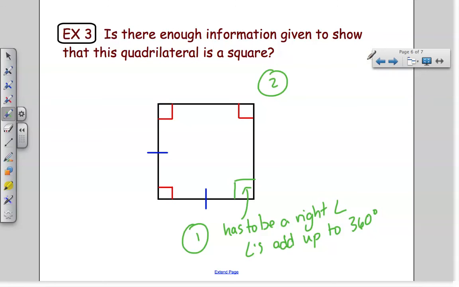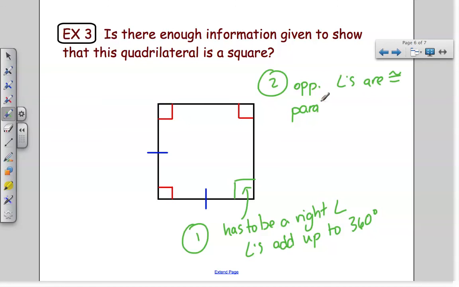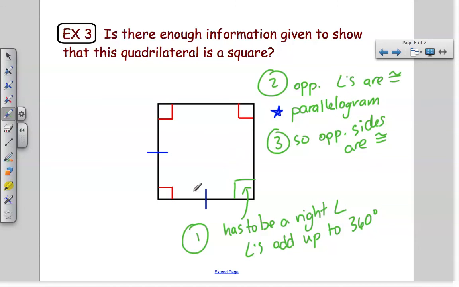The second thing I'm looking at is, look at this, opposite angles are congruent. So I know that this shape is a what? When opposite angles are congruent, I know it's a parallelogram. Opposite angles are congruent, so it's a parallelogram. Then I can say opposite sides are congruent as well. Just remember, parallelogram gives you a ton of info. Once I had all of these being right angles, and once the opposite angles are congruent, now it's a parallelogram.